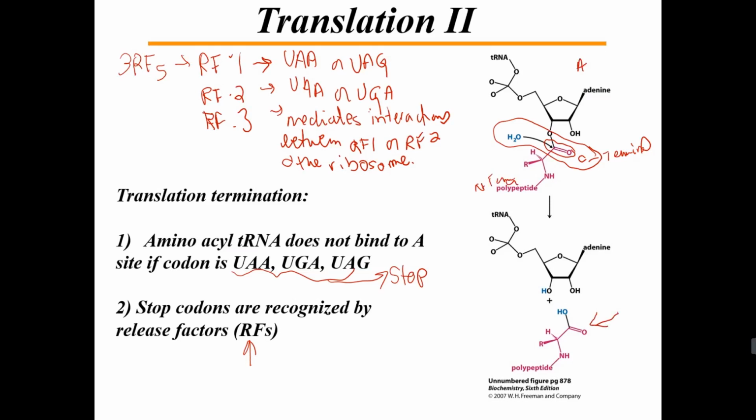All right, so our stop codons are recognized by release factors. RF1 is specific for UAA or UAG, RF2 specific for UAA or UGA, and RF3 will just mediate interactions between either RF1 or RF2 and the ribosome. RF3 is actually very analogous to EF2 in that it also has GTP bound to it.